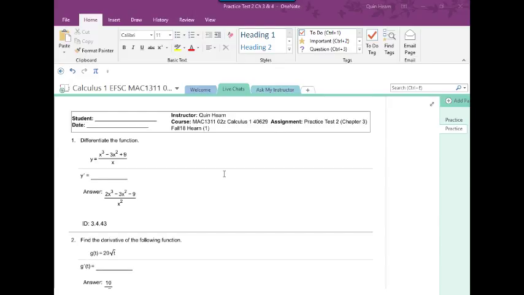Okay, good morning everybody. We're going to go ahead and get started. We're going to look at practice test 2. Remember, you have access to this printout. It's in your OneNote folder, which is linked to your Canvas.